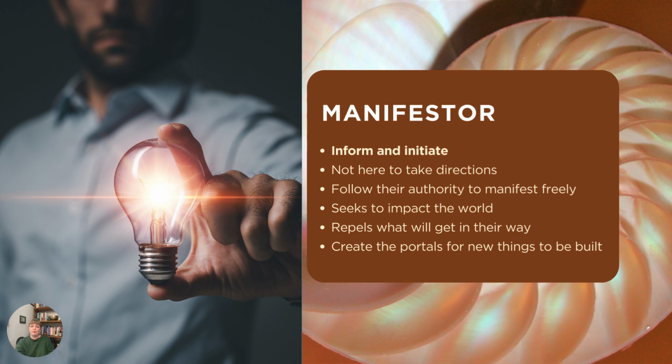Manifestors are here to inform and initiate. That is their strategy to experiment with. So when there's something that they desire to do, or they have the will to achieve something they wish to prove, then they should not be asking for permission, but they should be telling somebody, or the people who are directly going to be impacted by what they're about to do, to inform them. It gives the others the opportunity to get out of their way and just let it happen.